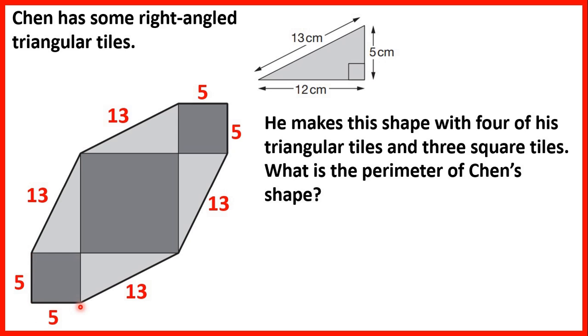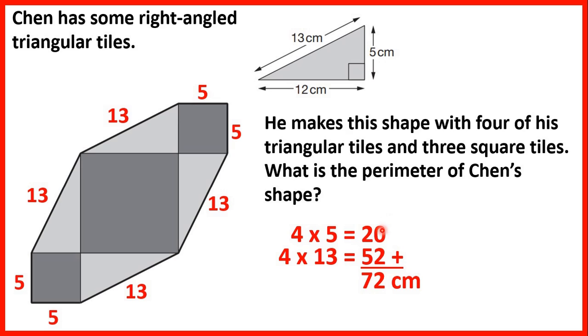So remember, the perimeter is the total distance, and we have 4 distances of 5 centimetres, so that's 20 altogether, and we have 4 distances of 13 centimetres, and 4 times 13 is 52. Now the perimeter will be the total distance, so if we add those numbers, we get 72 centimetres as our perimeter.